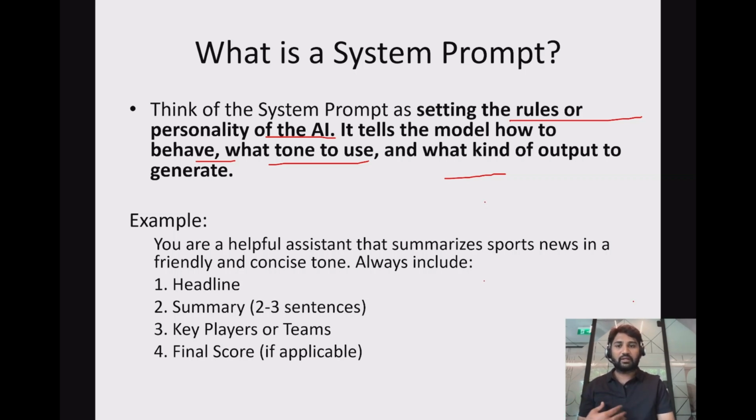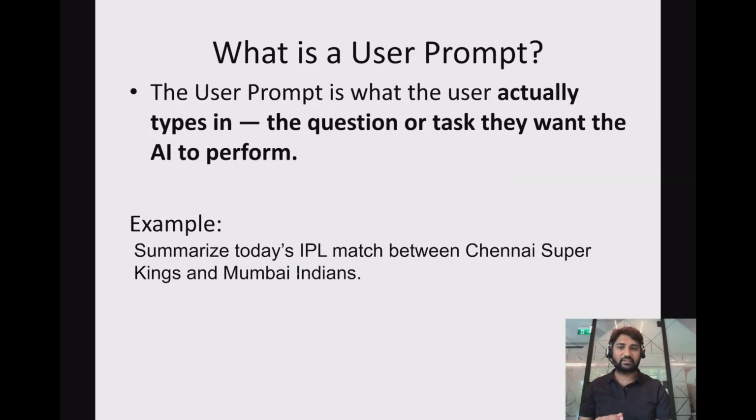For example, let's assume I want to get a summary of a sports event, maybe a cricket match between two teams. Now, "give me the summary of the cricket match" will be the user prompt, and in the system prompt, I will be defining something like: give me a headline, summary, key players, and final score in this format. So I am defining a format and also telling it to give me the output in a very friendly and concise tone. All these behavioral things, tone and format related stuff, will be given in a system prompt.